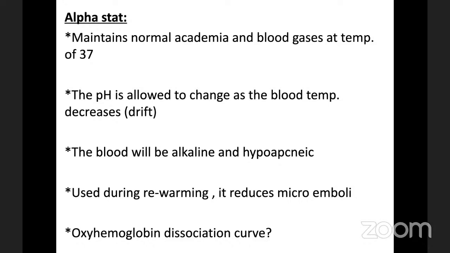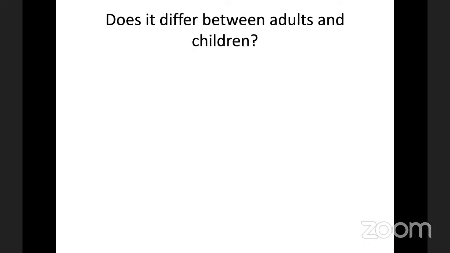So for adults and children, usually they use pH stat for pediatrics, but what I have read is that it's not a rule in all patients. Some are using alpha stat in children, some are using the other way around, and it's different between cooling and rewarming and so on. So it's not a rule that for adults alpha stat and for peds pH stat, but usually we are using pH stat for peds.